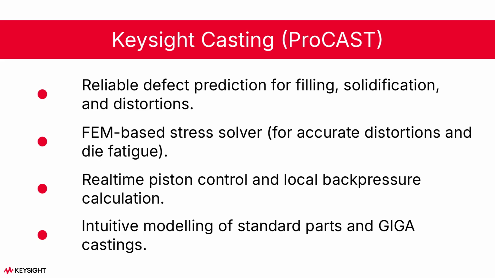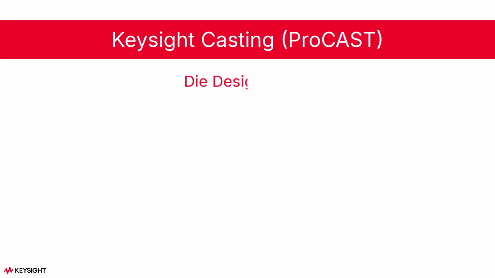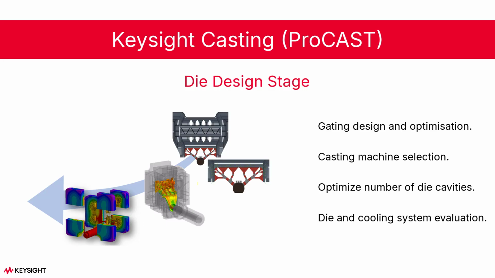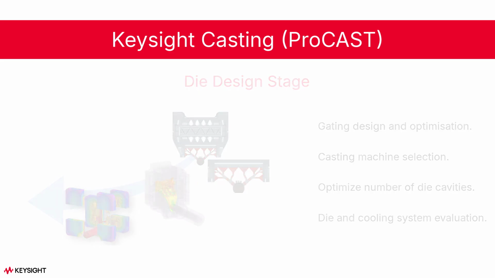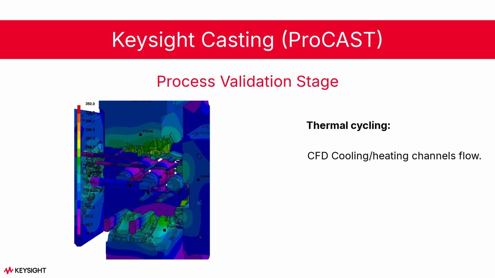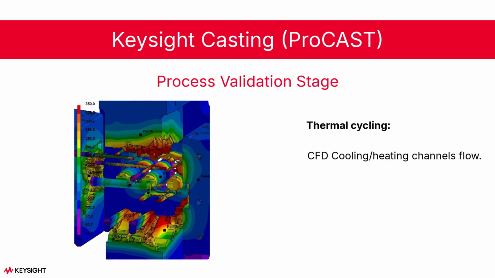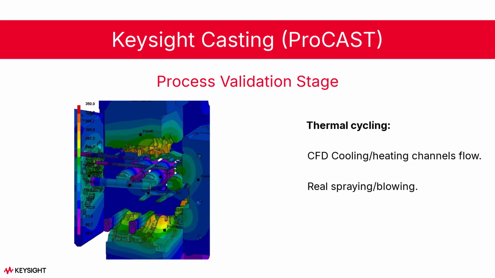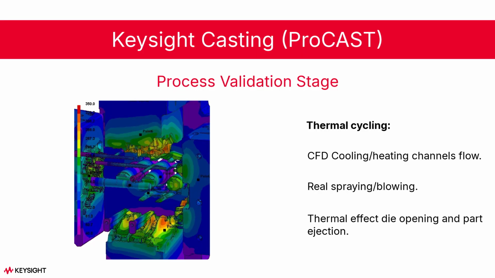During the die design stage, ProCAST helps you to optimize gating design, select the most suitable die casting machine, optimize the number of cavities, and evaluate the die and cooling system. In process validation, you can analyze full die thermal cycling, including real cooling and heating channel flow, real spraying and air blowing, and the thermal impact of part ejection.